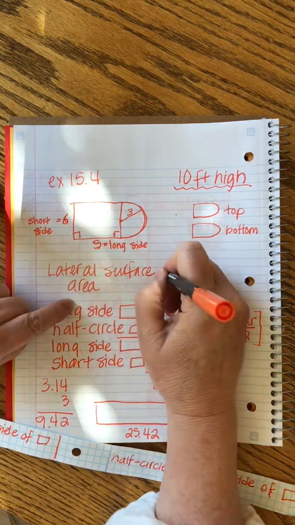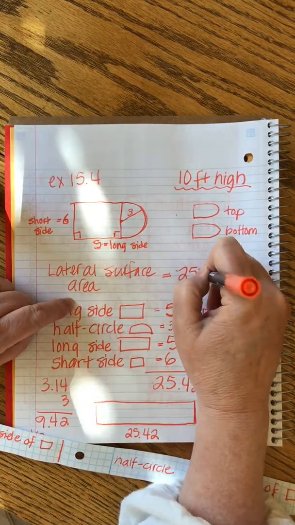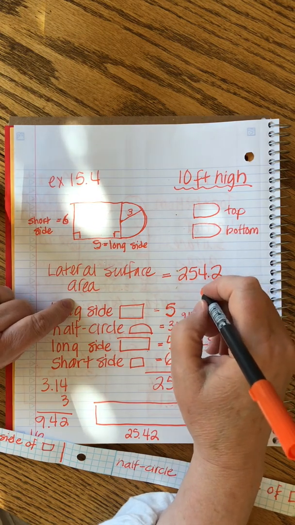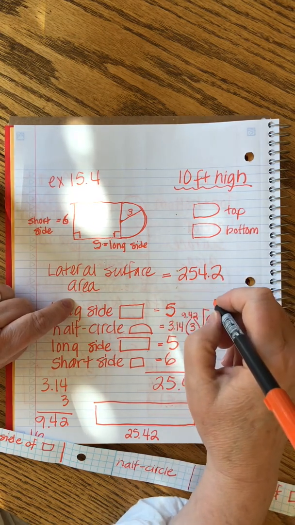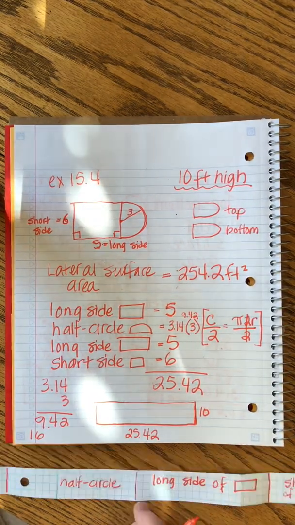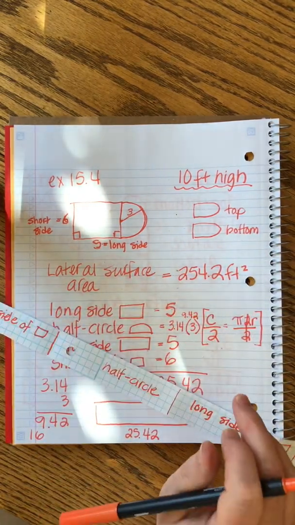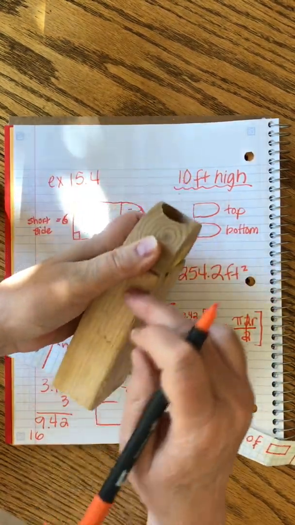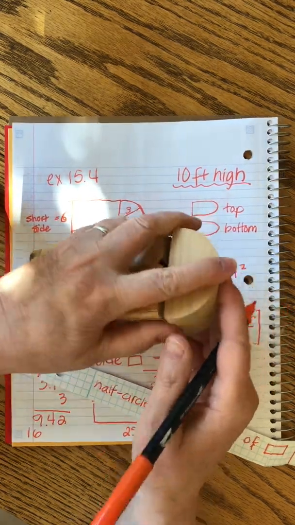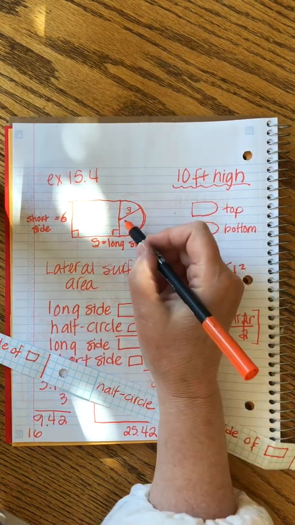So the total lateral surface area equals, we multiply these together, 254.2 meters squared. No, they're feet. That is the area of this strip that goes around the outside edge. It's the area of all this, right here. Now we still have to find the area of this, and we still have to find the area of that. That's what these pictures are designed to do, to remind us of that.